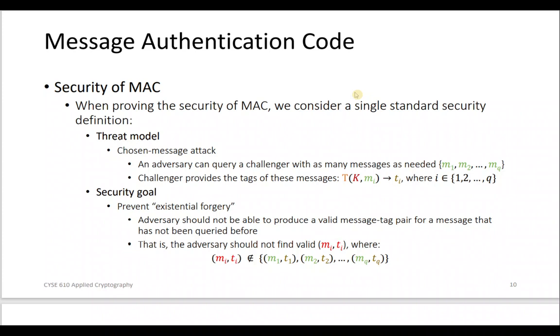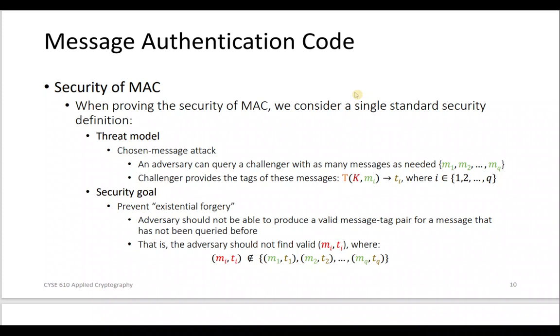Okay. The security goal is to prevent existential forgery. So what is forgery? Forgery is when the adversary can find M_i, T_i pairs that have not been sent before.